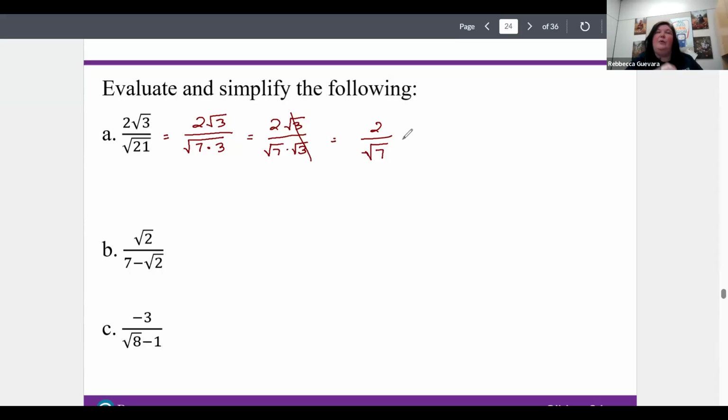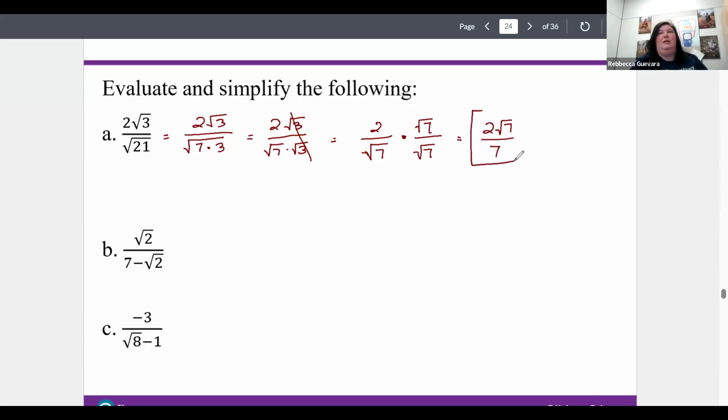Now from here, I want to get rid of that square root of 7 because it's in the denominator, so I just multiply the top and the bottom by the square root of 7. So I should be left with 2 square root of 7 over 7. And I know that may not look like it's simplified, but it is simplified because we have a reduced fraction. We just have 2 and 7. I can't reduce that any further. And we have a rational number on the bottom, something that's not a radical.